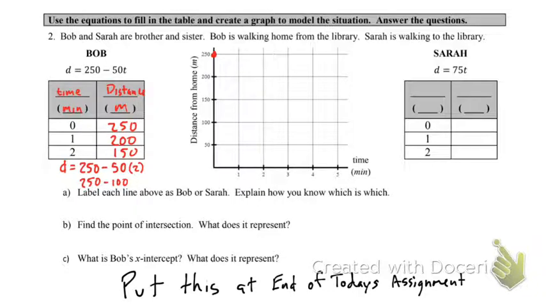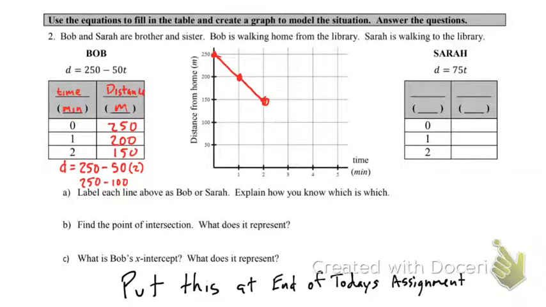And that makes sense. If you think about this, he's walking from the library and he wants to get back home. So he's far away from home when he starts walking at 0 minutes. Then after 1 minute, he's at 200. So he's getting closer to home. After 2 minutes, he's at 150. And this is what we have for Bob.